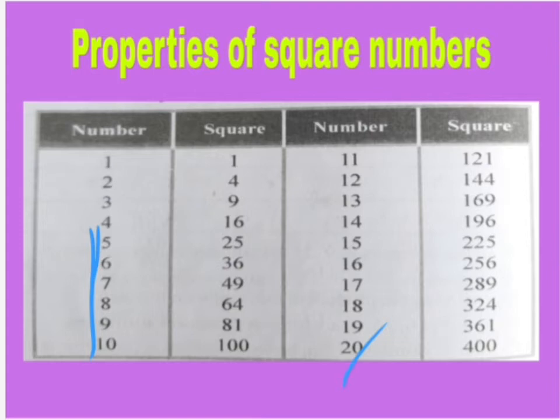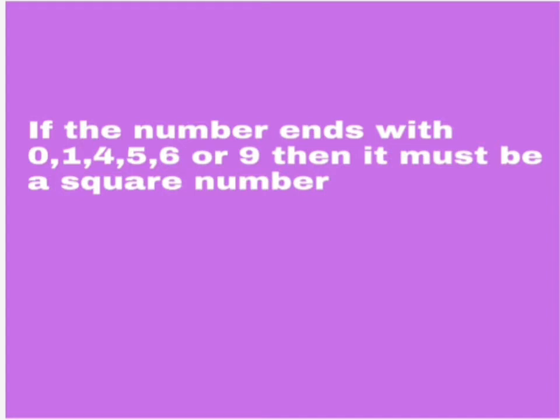Right. So the first property of the square number says that whenever you square any number, in the unit place of the square number you get either 0, 1, 4, 5, 6 or 9. These are the only numbers you will get in the unit place of your square number. So that is the first property of the square numbers.